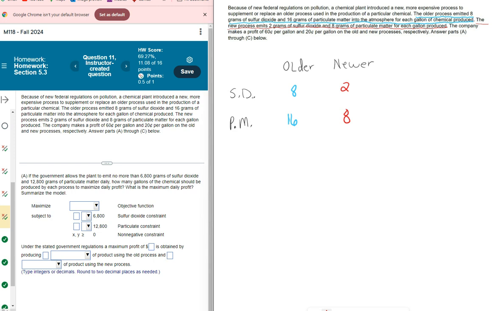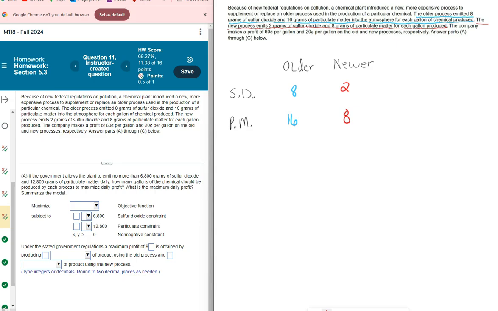Okay, I'm going to try something a little different here. I got a split screen, but in order to write on it, I had to do a screenshot of my math lab and then paste it onto my whiteboard here. The problem says, because of new federal regulations on pollution, a chemical plant introduced a new, more expensive process to supplement or replace an older process used in the production of a particular chemical.